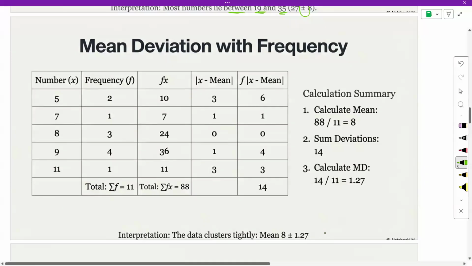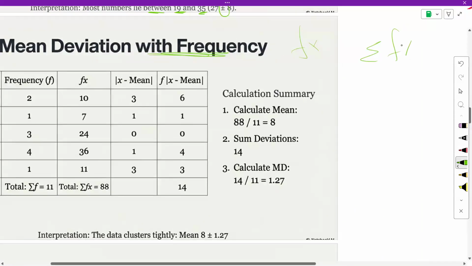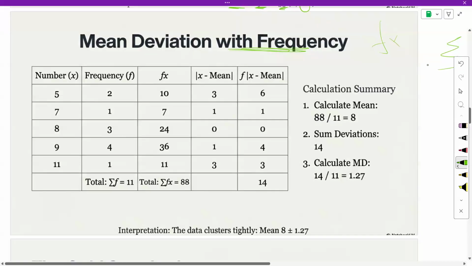Right. Now we'll extend this mean deviation with frequency, like fx. To calculate the mean, how do we calculate it? Sigma fx over sigma f. So in this instance, how do we calculate the mean deviation? Here the data set is given, the numbers are given to you. 5 occurs 2 times. 7 occurs 1 time. Likewise, the data is given.